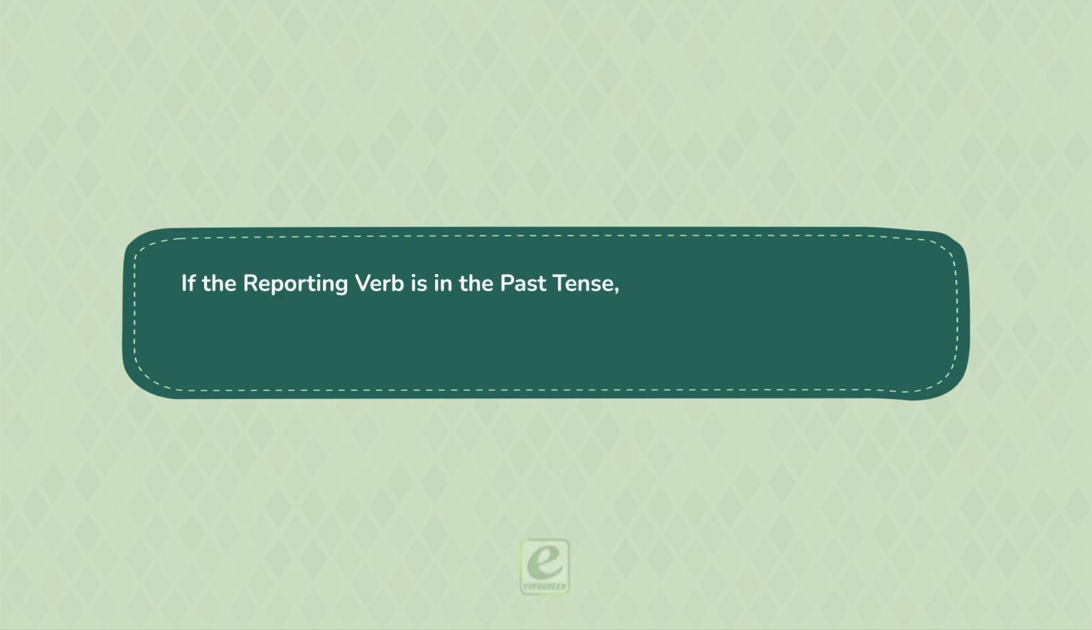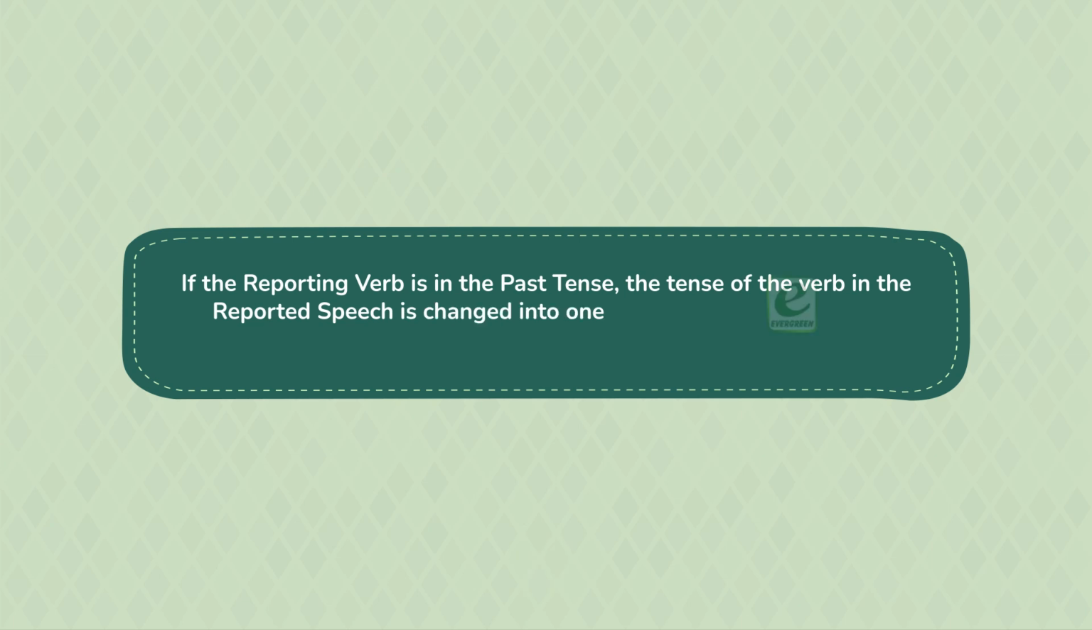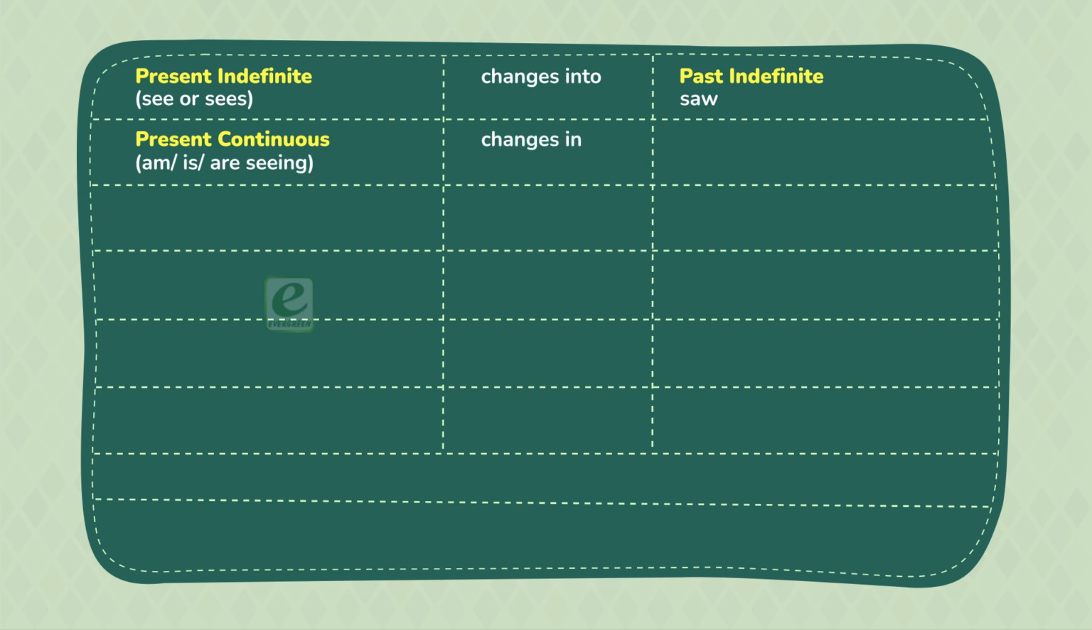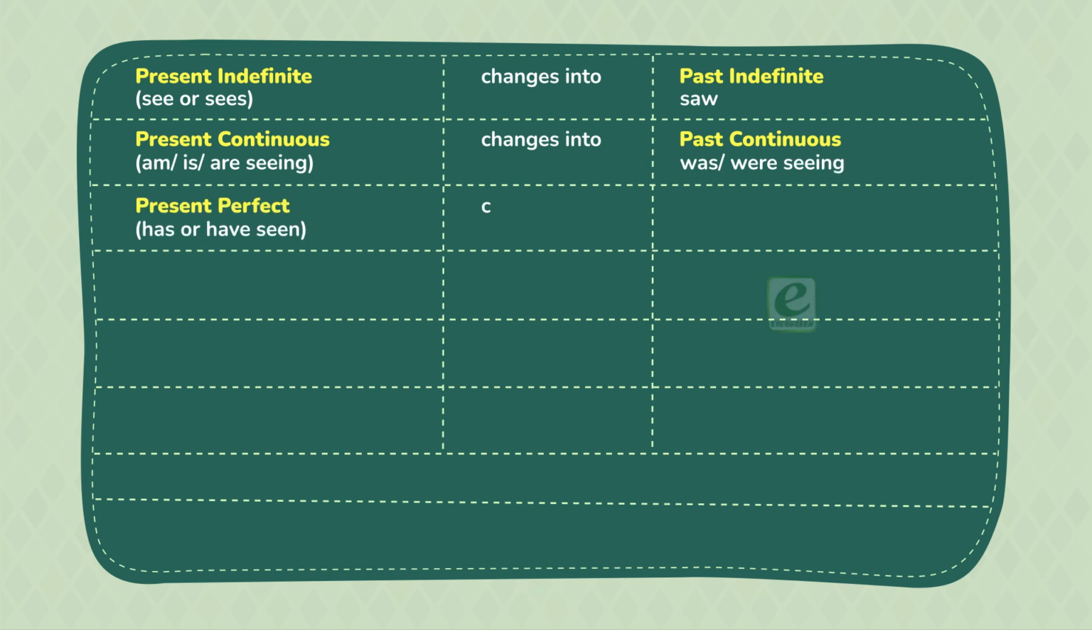Rule 2. If the reporting verb is in the past tense, the tense of the verb in the reported speech is changed into one or other of the four forms of the past tense, as present indefinite, see or sees, changes into past indefinite, saw. Present continuous, am, is, are seeing, changes into past continuous, was, were seeing. Present perfect, has or have seen, changes into past perfect, had seen.